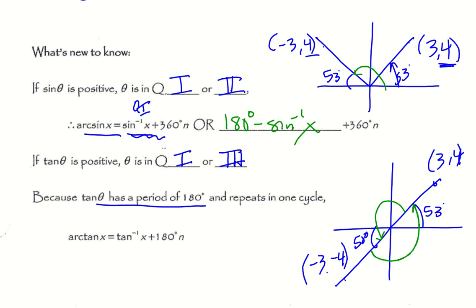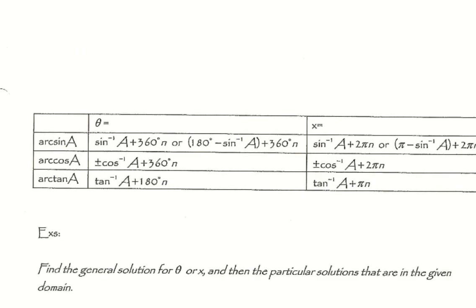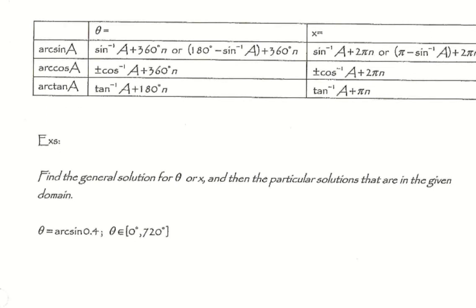If I add 180 to that, I end up with a coterminal angle to my 53 degree angle. And so from there, we end up with this definition that the arc tangent of x is the inverse tangent of x plus 180. So that's the connection to these formulas. What we end up with is what we have here in this box. We have the definition for arc cosine, which we already know: plus or minus inverse cosine plus 360n if we're in degrees, or plus 2 pi n if we're in radians.